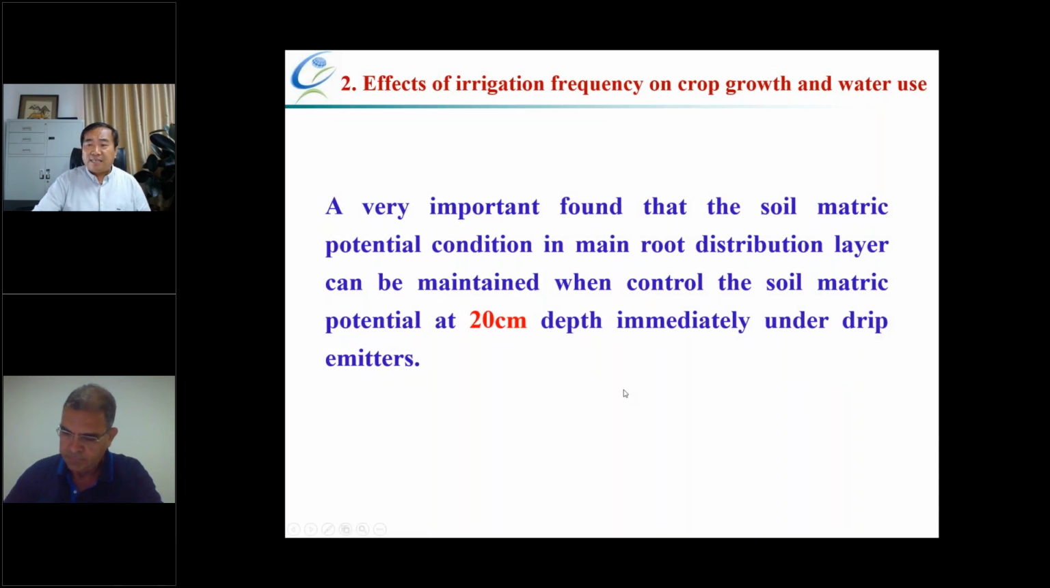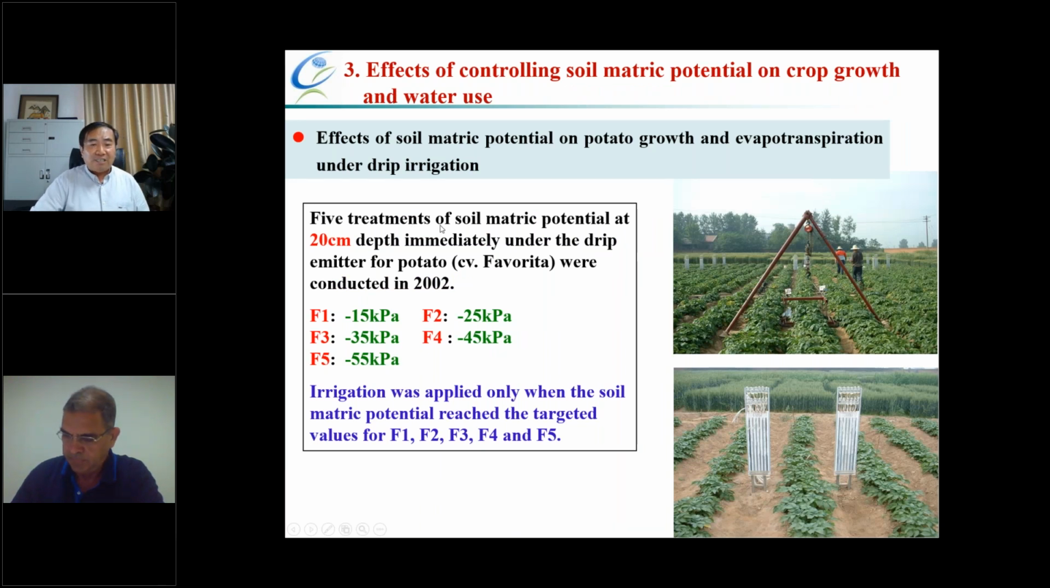A very important finding: the soil moisture potential condition in the main root distribution layer can be maintained by controlling the soil moisture potential at 20 centimeter depth immediately under the drip emitter. So this is a very important finding in our experiment. Then we set 5 treatments of soil moisture potential at 20 centimeter depth immediately under the drip emitters for potato, conducted in 2002.